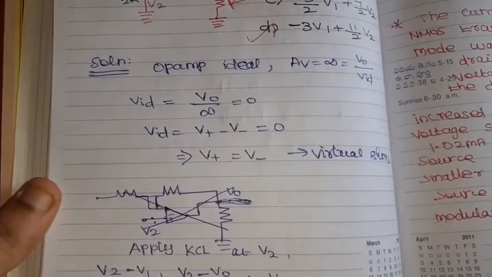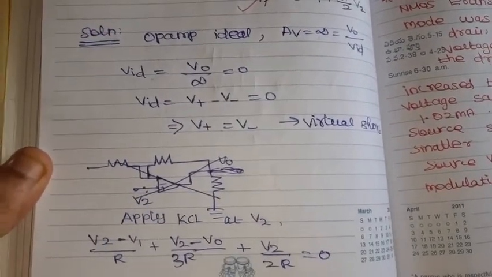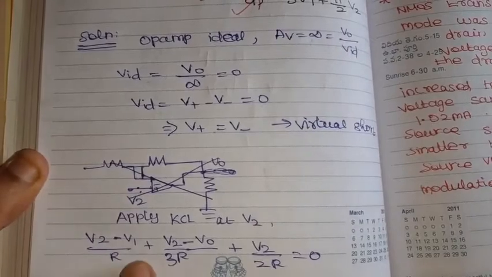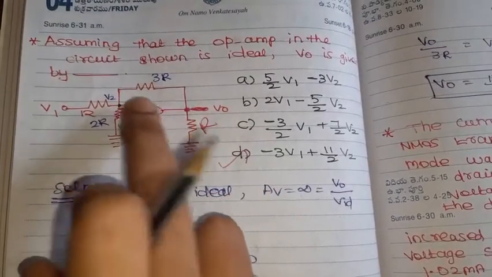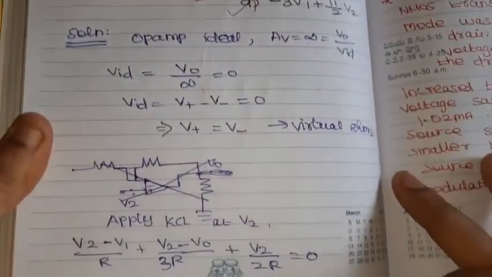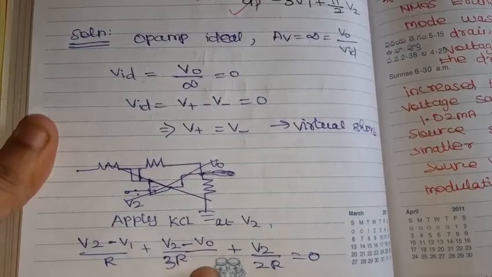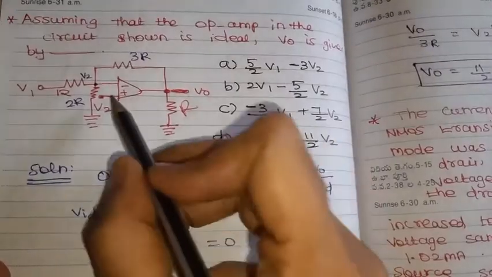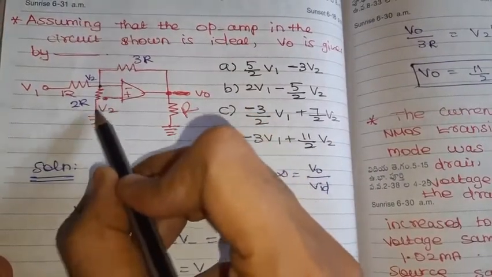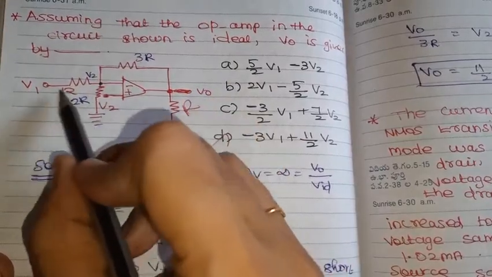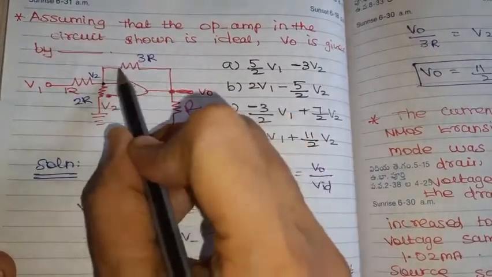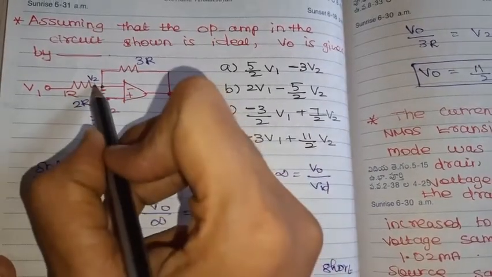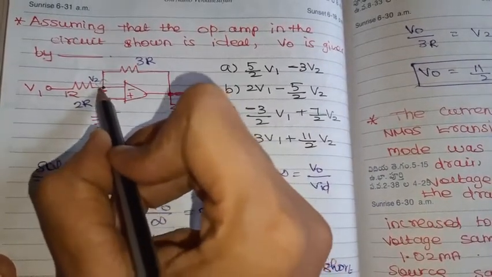V2 minus V1 divided by R, plus V2 minus V0 divided by 3R, plus V2 divided by 2R. So V2 minus V1 by R, plus V2 by 2R, then V2 minus V0 divided by 3R. There are 3 loops here, here and here.